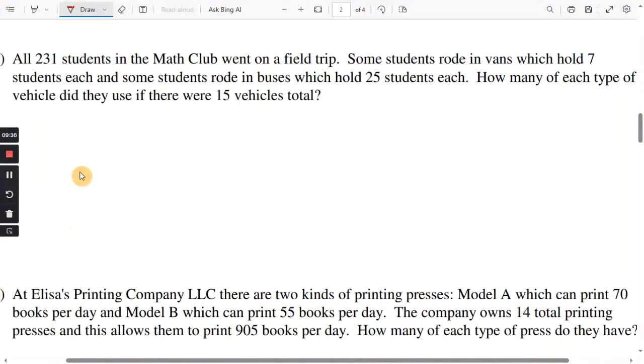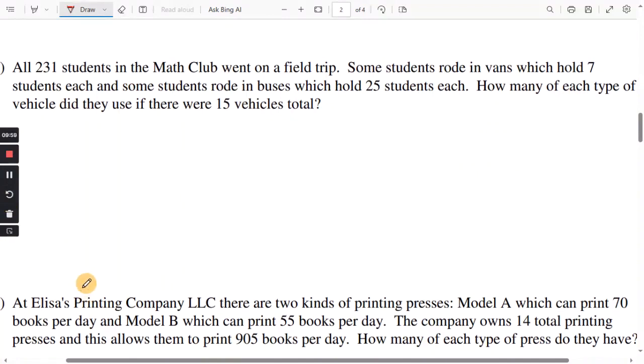All right, number 6. All 231 students in a math club went on a field trip. Some students rode in vans, which hold 7 each. Some students rode in buses, which hold 25 each. How many of each type of vehicle did they use if there were 15 in total? All right, so we're looking for each type of vehicle.